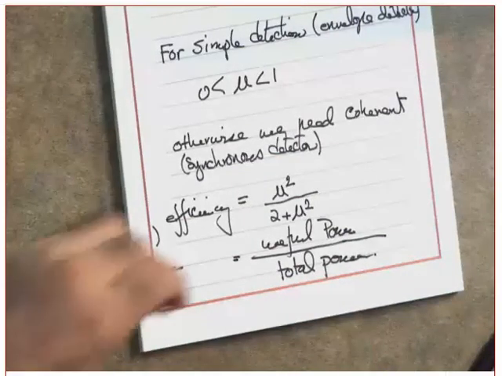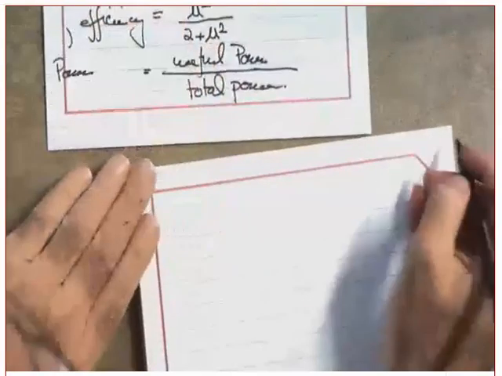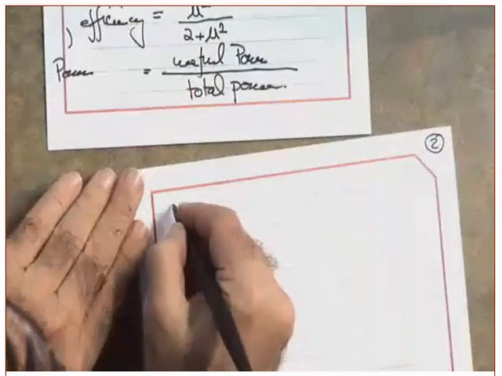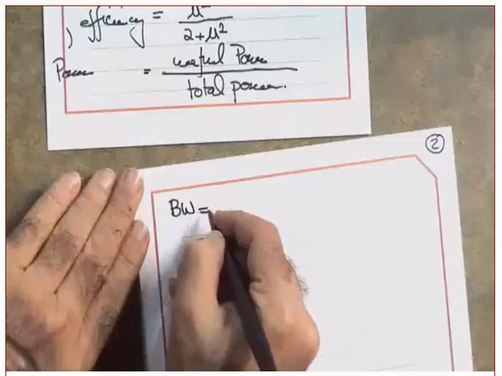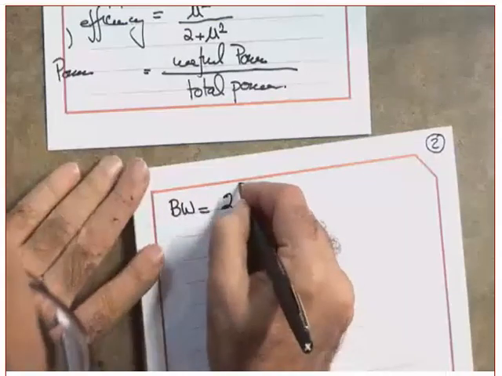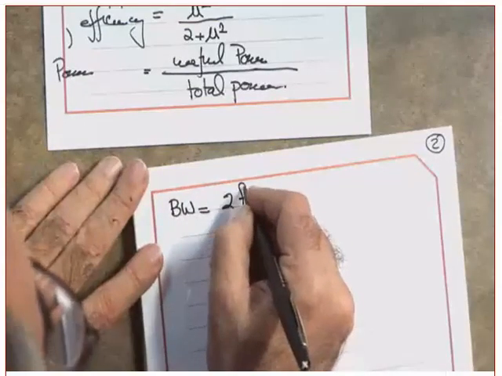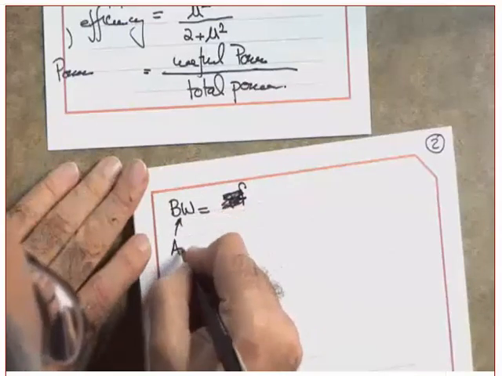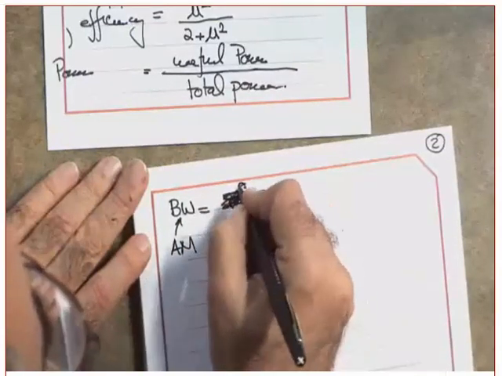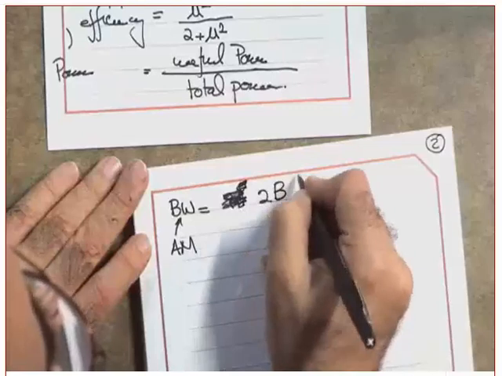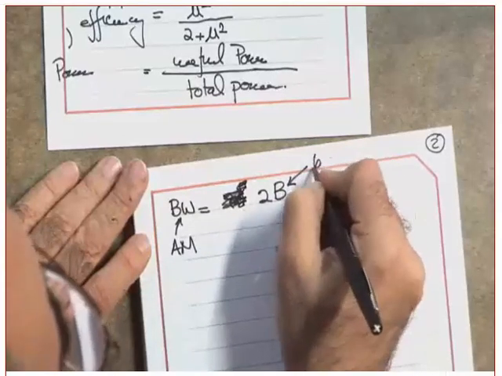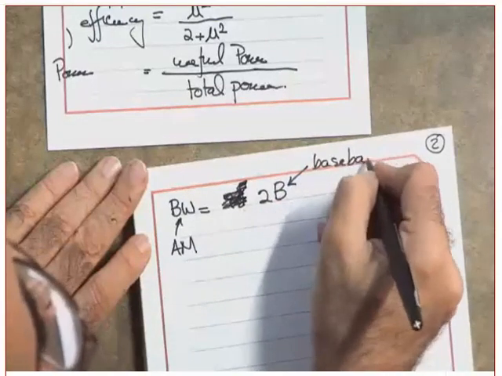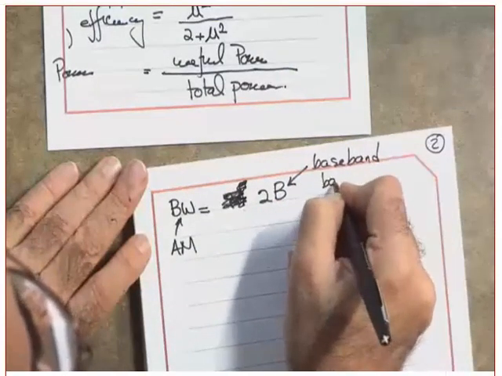Clear? Okay. How much was the bandwidth? The bandwidth of AM is equal to 2 times B. What is this B? The baseband bandwidth.